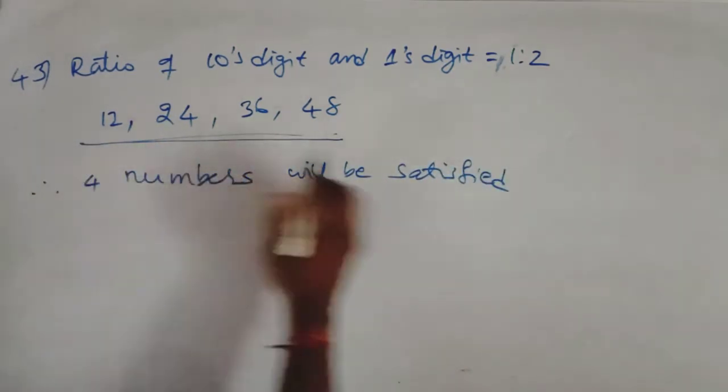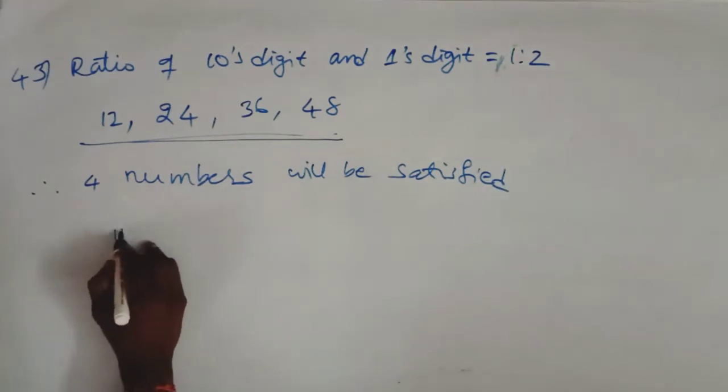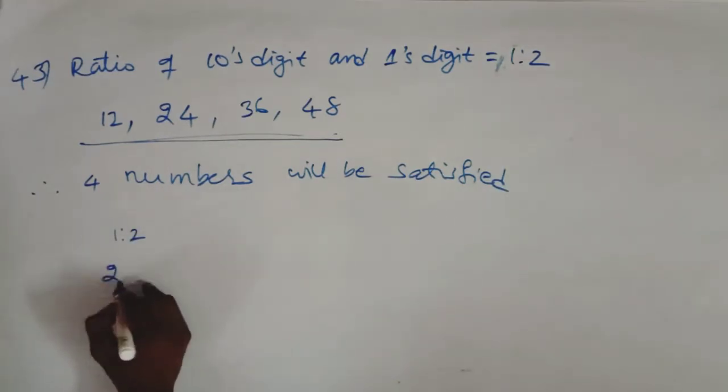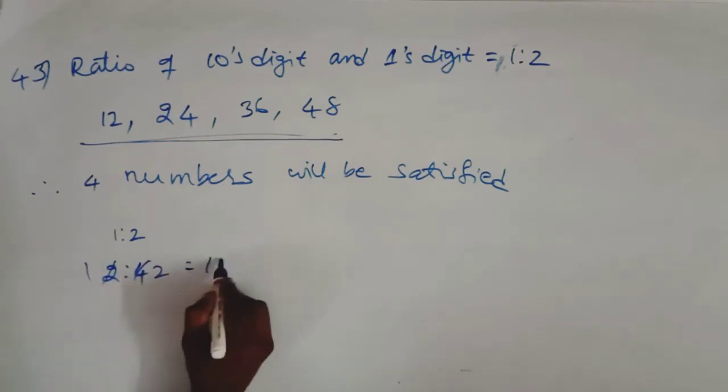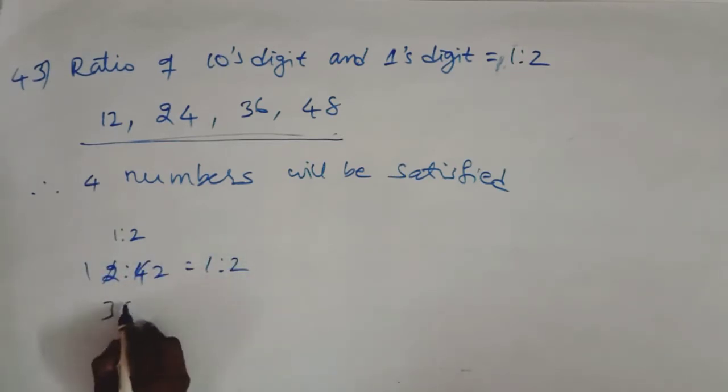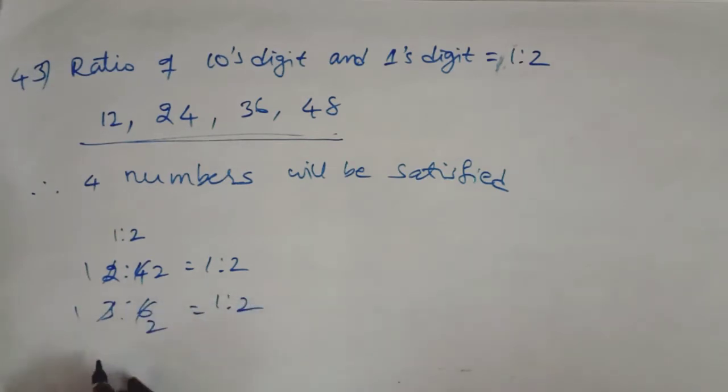See here, 12 is 1:2, then 24 is 2:4, 2 ones are 2, 2 twos are 4, then again I am going to get 1:2. In the same way, 36 is 3:6, and 48 is 4:8, which equals 1:2.